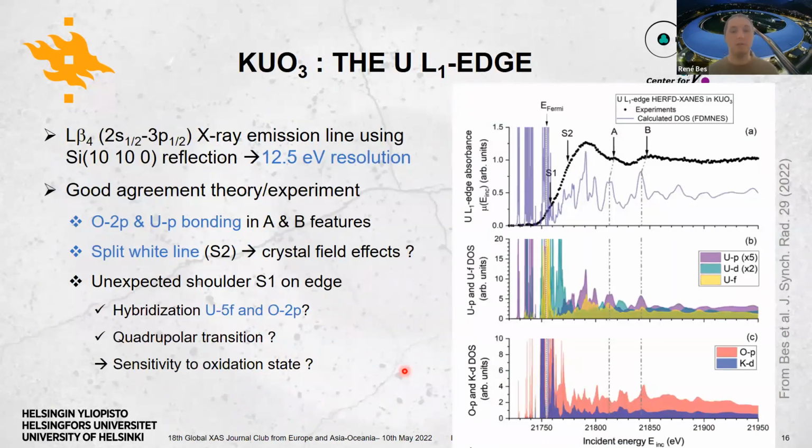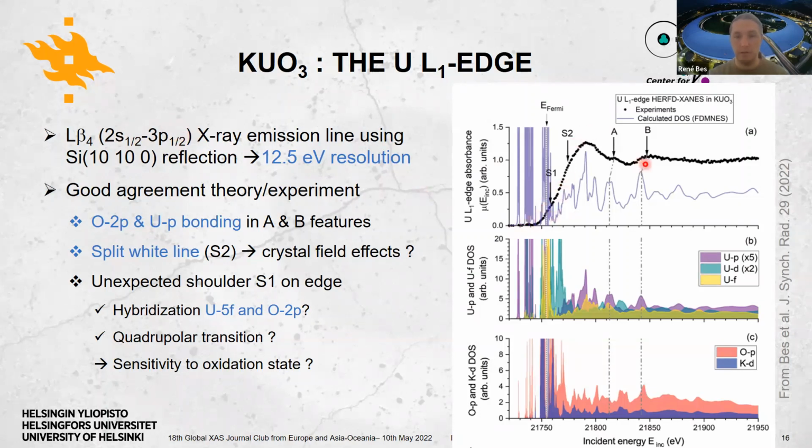Okay, let's start with one of the edges usually nobody wants to see, essentially because of the resolution, which is very bad because of the core-hole broadening. We were able to reduce the resolution down to 12.5 eV instead of more than 17 eV by collecting the L beta 4 emission line, so instead of having the 2s core-hole broadening, we got the 3p half core-hole broadening.